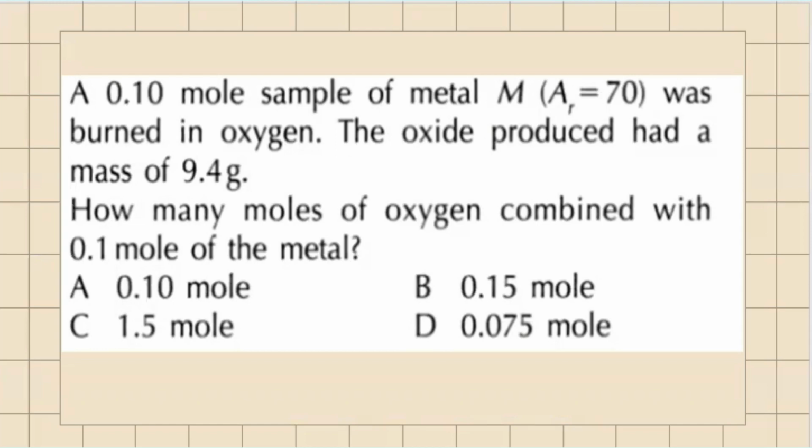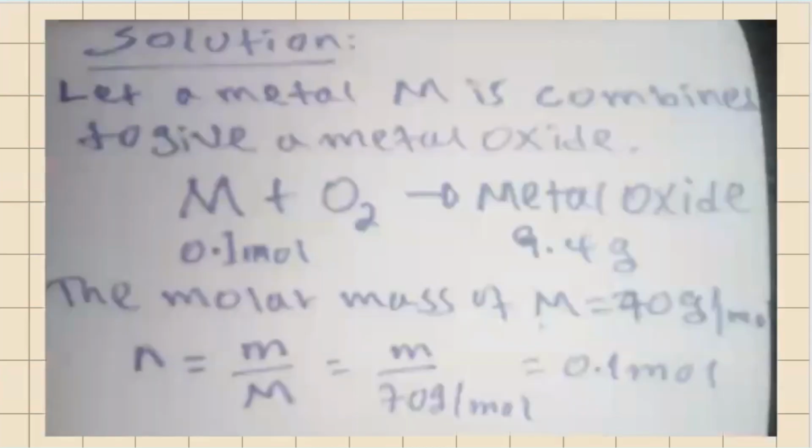Okay, to solve this kind of question, we must apply the law of conservation of mass. Let a metal M be combined with oxygen to produce what? A metal oxide. A metal M plus O2 gives us what? Metal oxide. The mass of metal oxide obtained is 9.4 gram, but the number of moles of the metal is 0.1 mole. You can convert this 0.1 mole into mass.